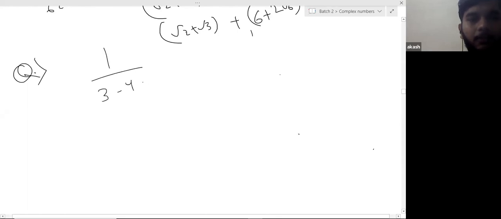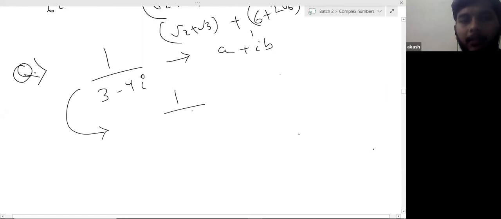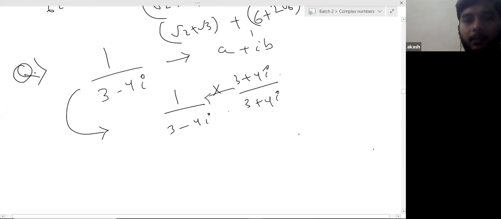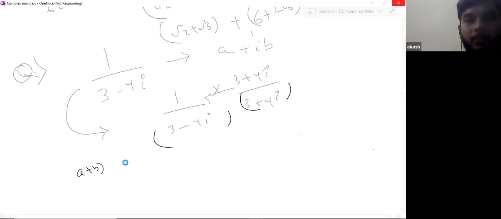1 upon 3 minus 4i, in a plus ib form. All right. Did I tell you how to solve this? To solve this, multiply by 3 plus 4i like this. This will be multiplied with 1. Here you can apply the a plus b into a minus b formula.